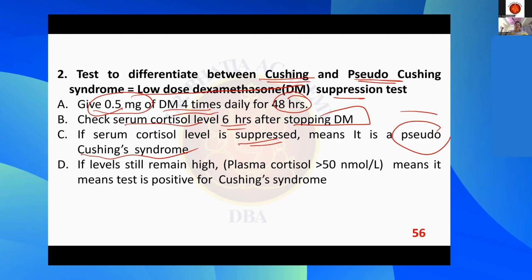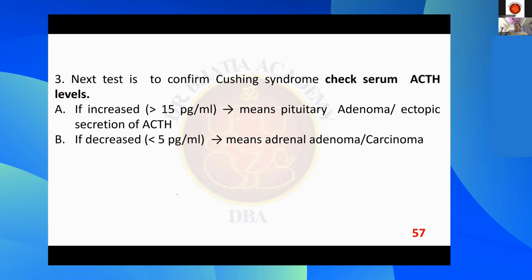If the cortisol levels remain high, that is, they are not suppressed with your 0.5 milligram dexamethasone QID, that is 2 milligrams per day for 2 days, then you are dealing with Cushing's syndrome. Something which is not suppressible is a tumor. Then to confirm Cushing's syndrome, you also check the serum ACTH levels.